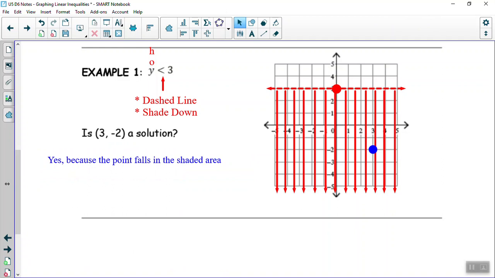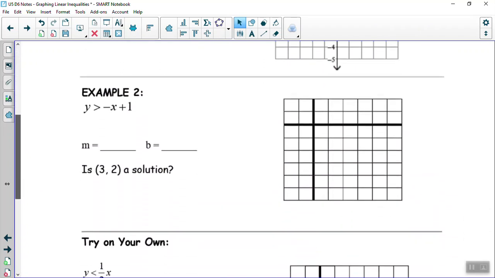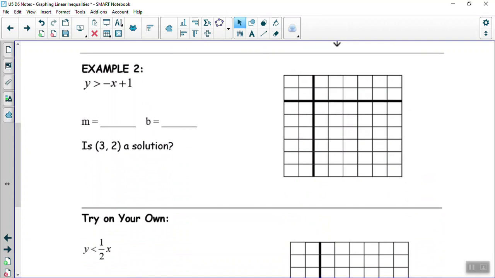If a point falls on a dashed line, it will not be a solution. If it falls on a solid line in an area that is touching the shaded area, then it is a solution. So that's just something to think about. Now there's going to be some try on your own. I'm going to go through and do each of the examples, and then you will go back and do all the try on your own.